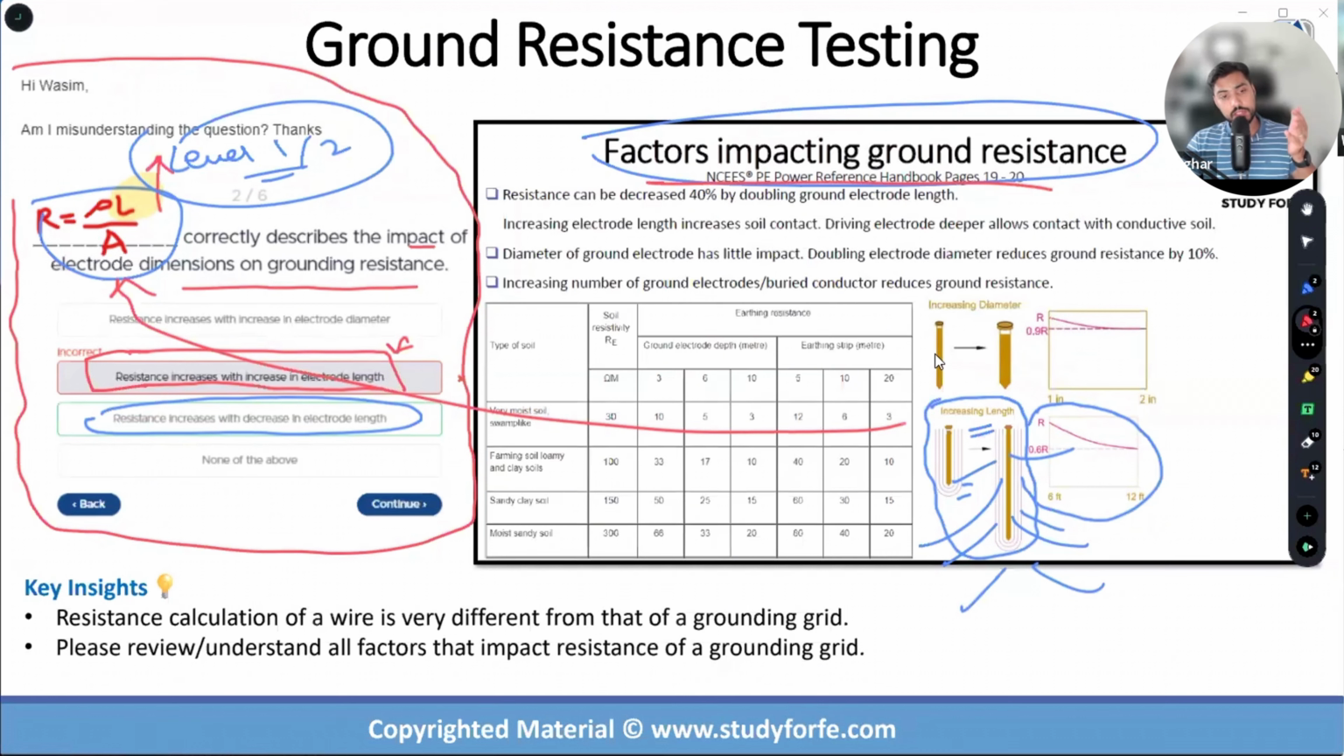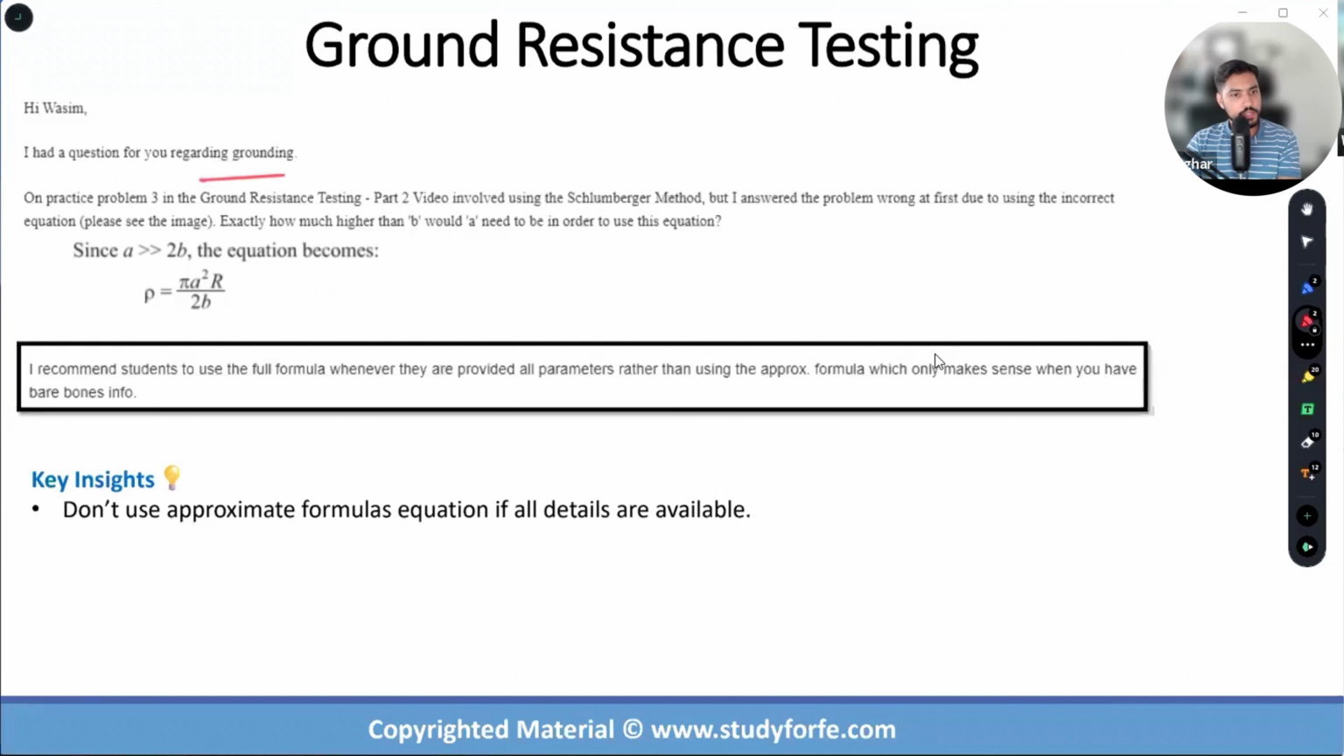And although it seemed like a very basic question, I think it gives us good talking points, right? Okay. Another question I received regarding ground resistance testing was from Wasim. He's referencing practice problem number 3 in the grounding resistance testing, part 2 video.